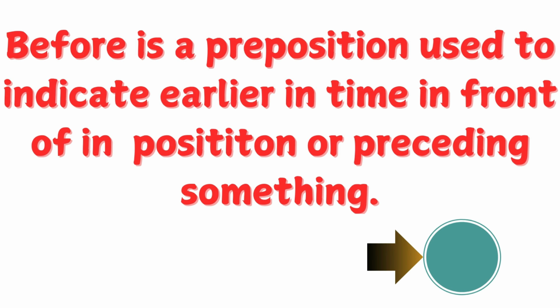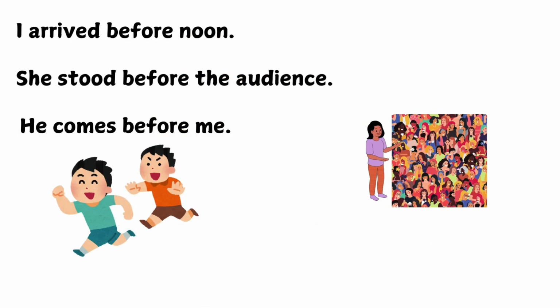Before is a preposition used to indicate earlier in time, in front of, in position or preceding something. Time: I arrived before noon. Position: she stood before the audience. Preceding in order: he comes before me.